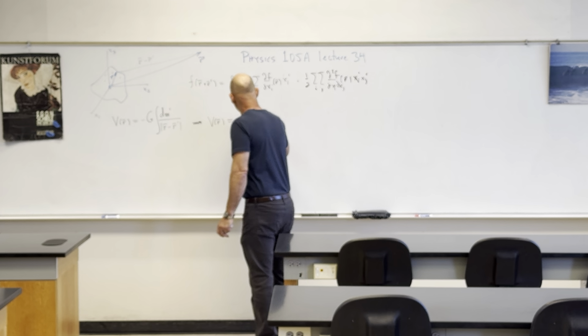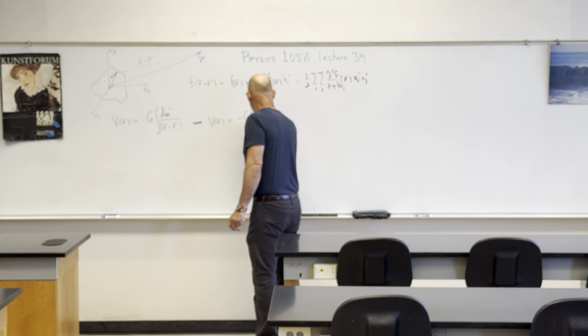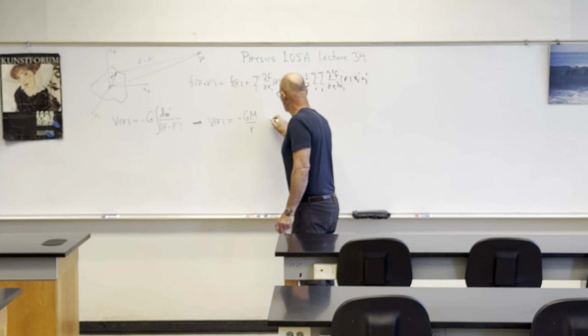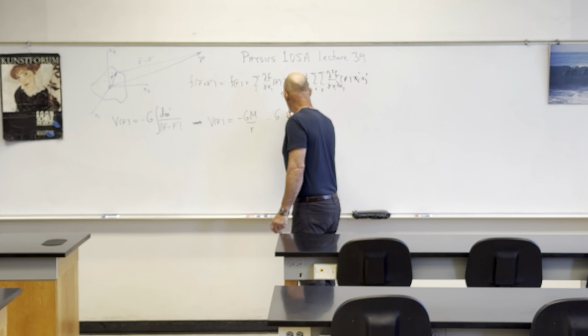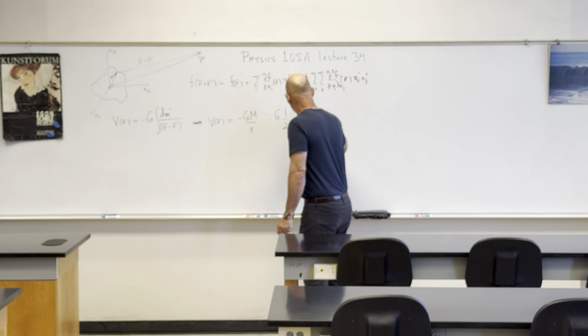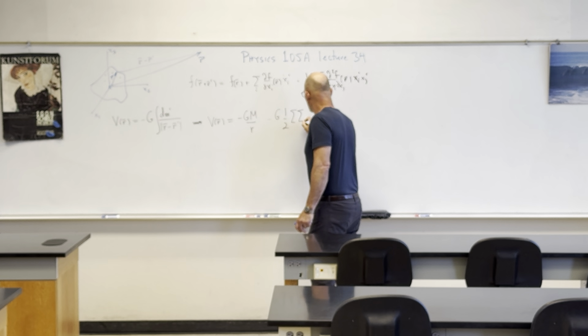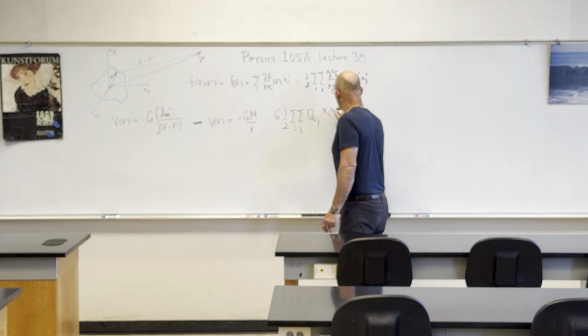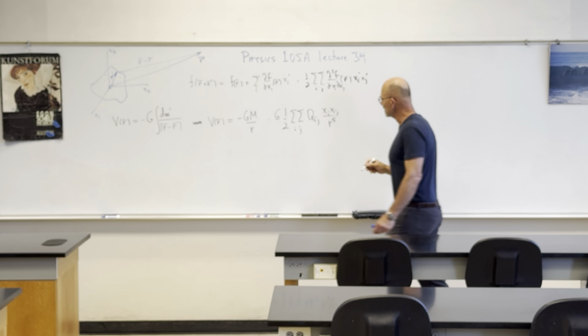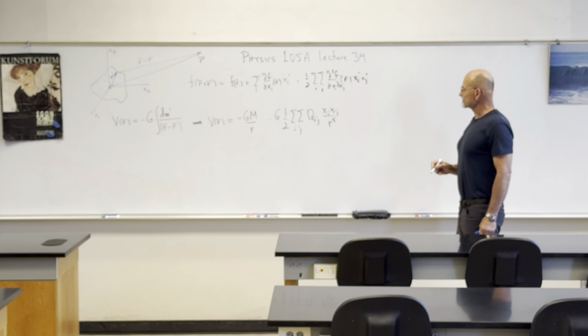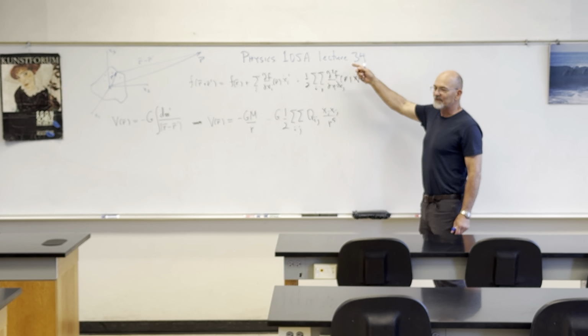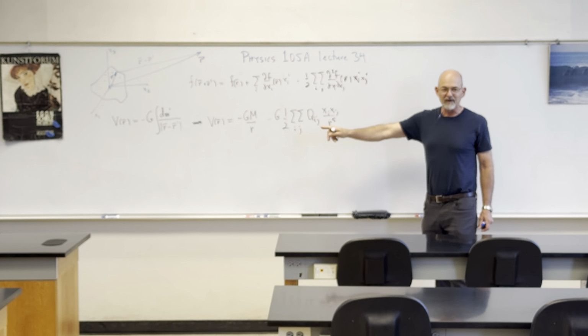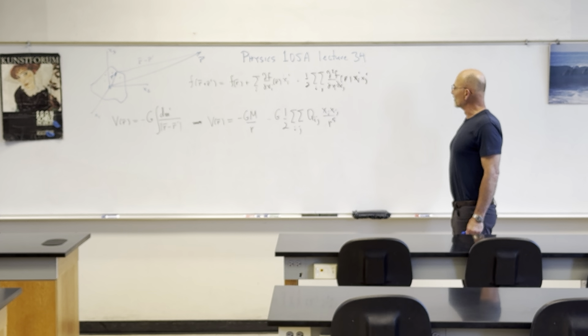V of R is equal to minus G total mass over R, minus G times one half, double sum over ij, Q ij, and then we had x i x j over R to the 5th. So there were a few interesting steps taken between here and here, but this is the object we now have to get a grasp over.